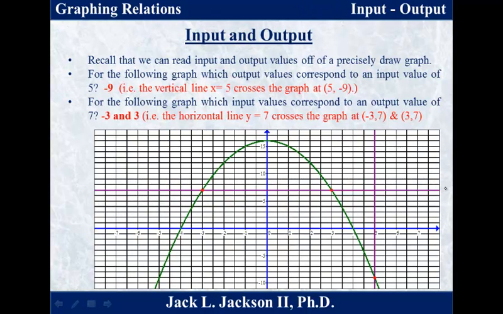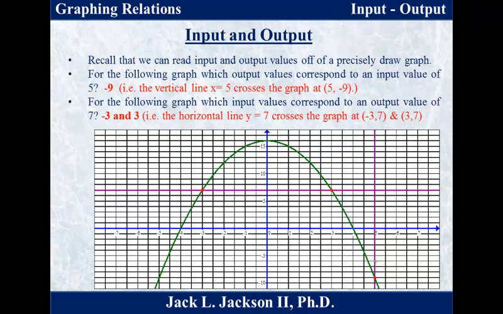Now, we see that we can take a graph. We're going to look at some different graph characteristics, and of course, as we've already seen, we can read input and output off of a graph. So if we have a graph and we want to find what output corresponds to an input value of 5, that means we take x equals 5, this vertical line, and see where it crosses the graph. It's this little point right here, and that's (5, -9). So the output is -9 there.